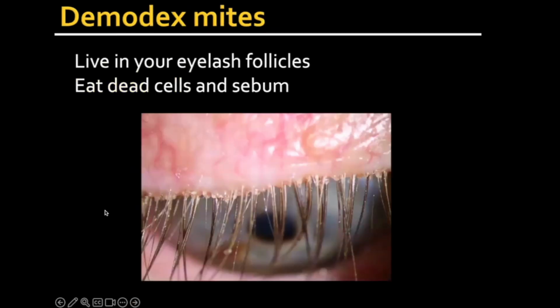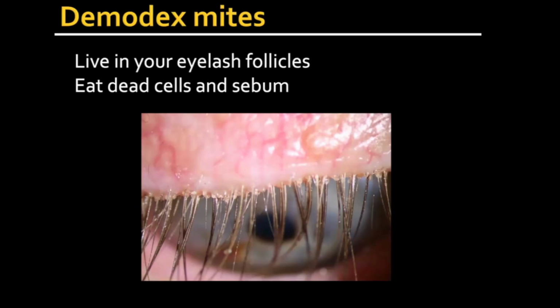Now, I'm going to leave you with this. There are these things called Demodex mites. They live in your eyelash follicles. They're good. Now, these are microscopic. You can't see them crawling around. They're there, and they eat dead cells, like flaky skin and sebum, which is excess oil in your hair follicle. So they live there and they reproduce.